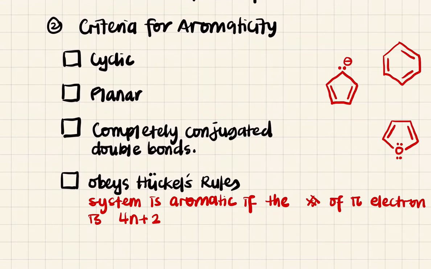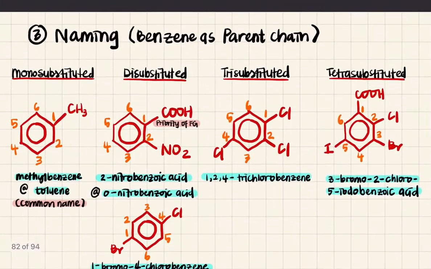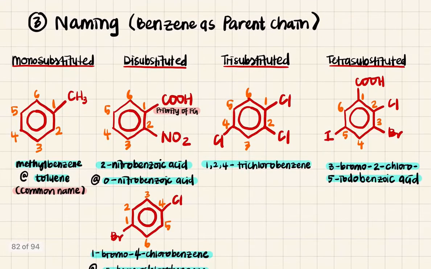Okay, so tengoklah dalam nota yang full tu, awak boleh try test, tengok awak boleh tahu tak compound tu aromatic ke tak. Okay, alright, now we're going to go into naming your benzene ring when your benzene is a parent chain. So when your benzene is a parent chain, it can exist as just benzene. Tak lah, itu benzene je lah.